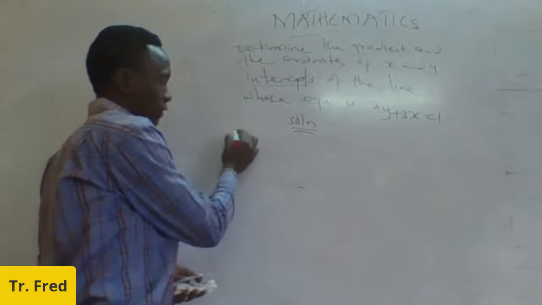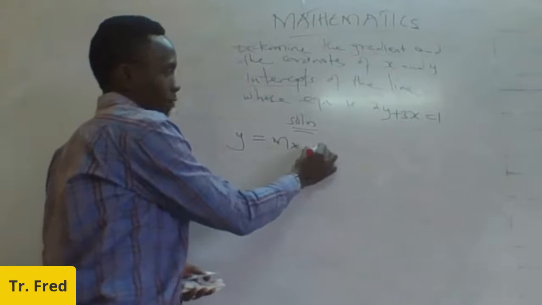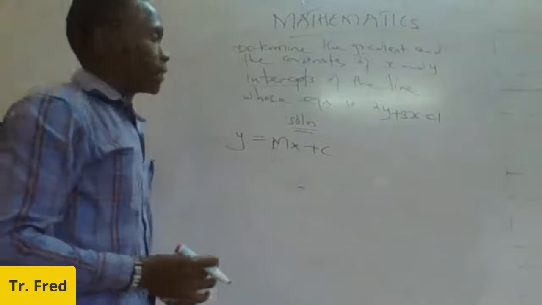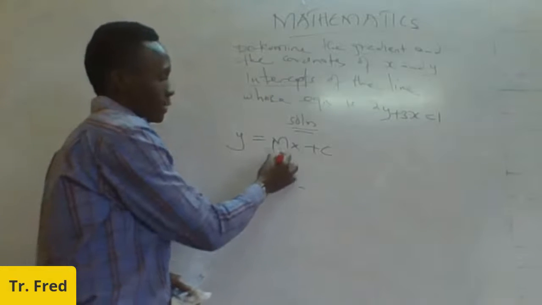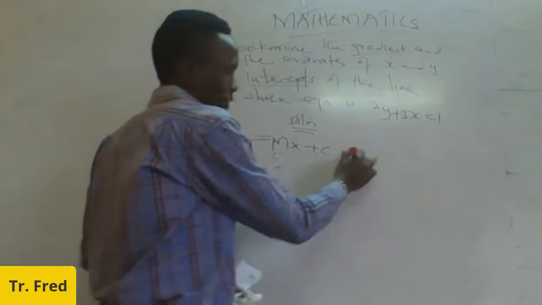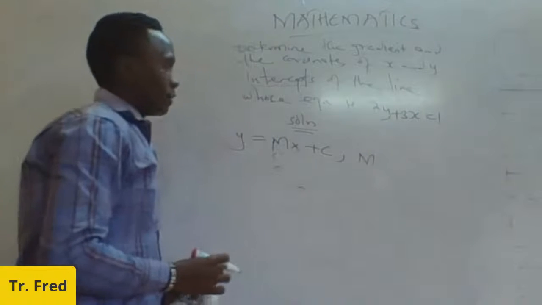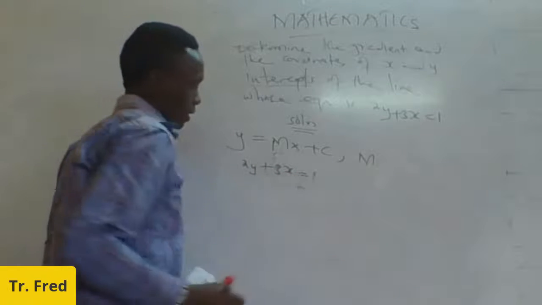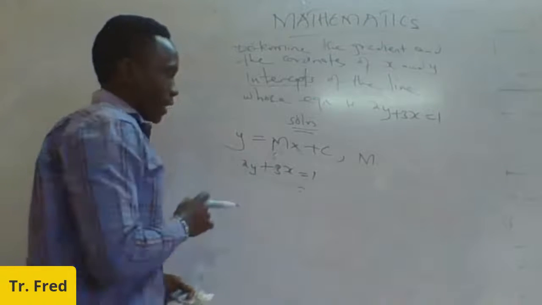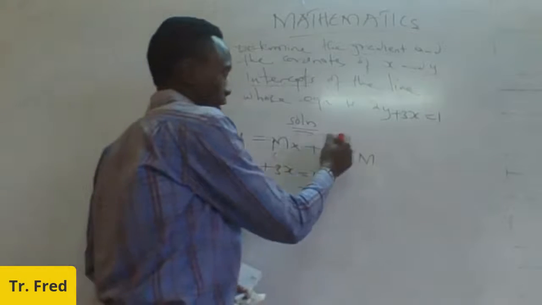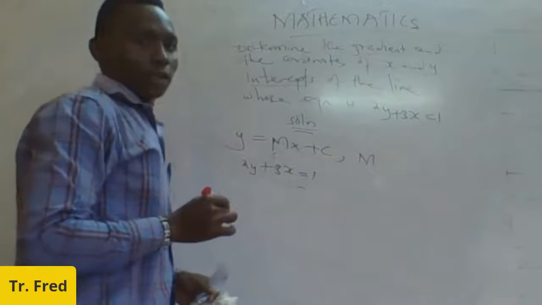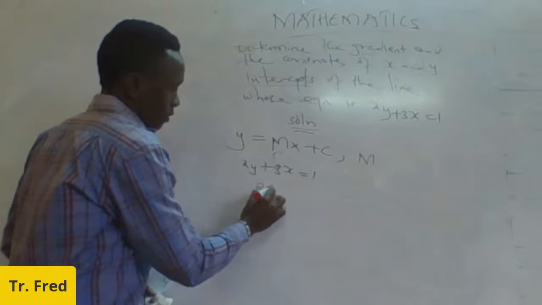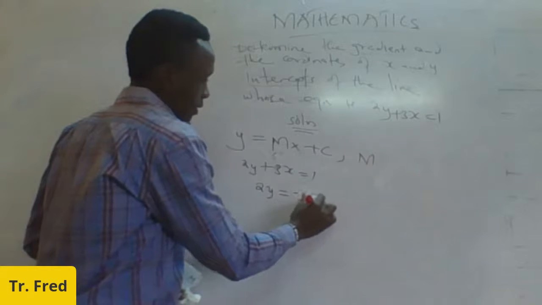The general equation of a line is given as y = mx + c, and this is the general equation of a straight line. We have said that m stands for the gradient, therefore we are just looking for the value of m. Now that we have 2y + 3x = 1, we can make y the subject of the formula so that it corresponds to the equation of a straight line given above. Therefore, this becomes 2y = -3x + 1.